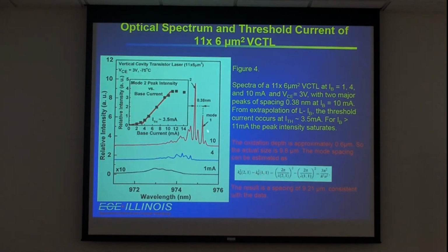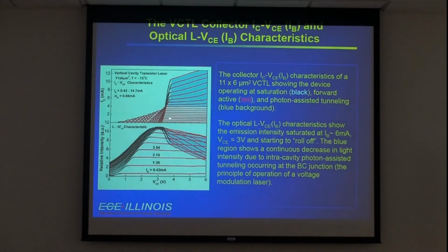This is the typical device. Another device we made has a threshold of 3.5 milliamp. But the typical thing I want to show you here is that you have high impedance, and you can do voltage modulation. You just simply sweep this VCE, and you can sweep the light output. You see, you just put in more VCE, and the light output decreases.